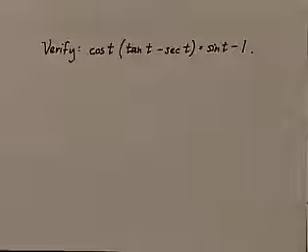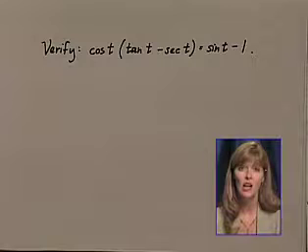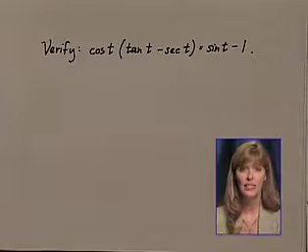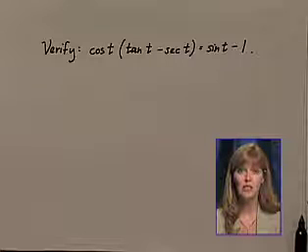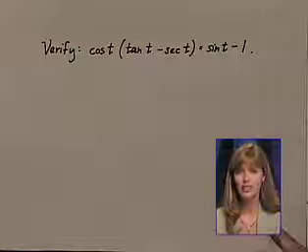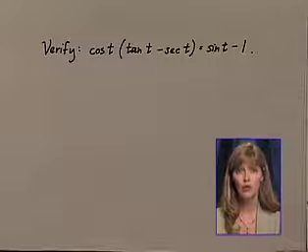Now let's try another problem where we're going to be working with a verification. Here we want to verify that cosine of t times tangent of t minus secant t is equivalent to sine of t minus 1. Now, when you're working with these verifications, most of the time what occurs is you want to start with what looks to be the harder side of the equation. And that is the one that really at least gives you somewhere to start working on.